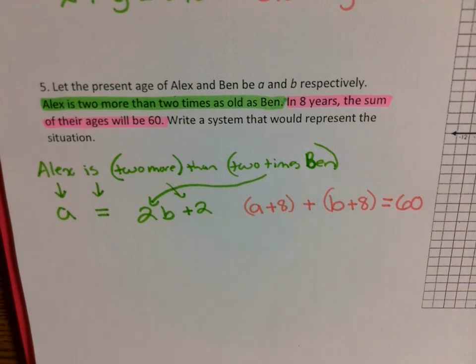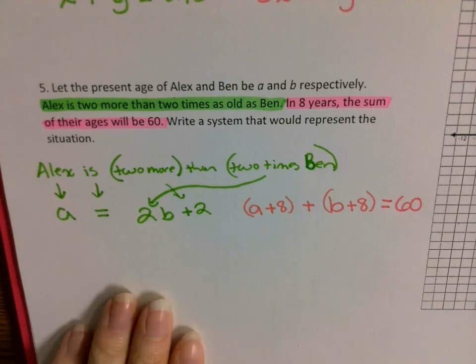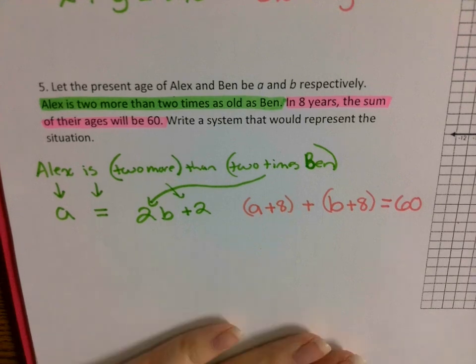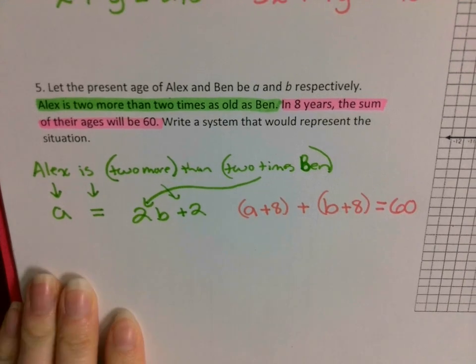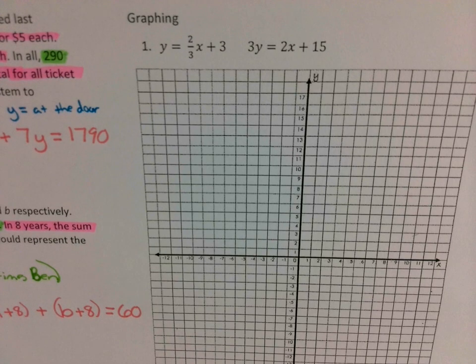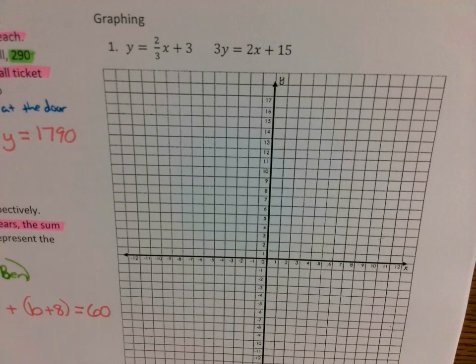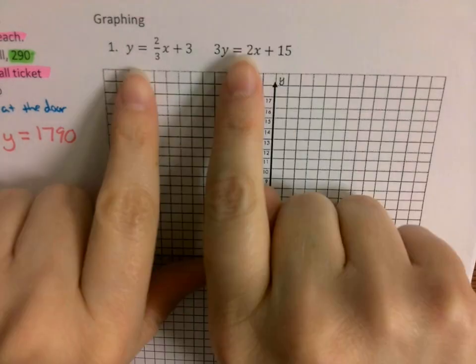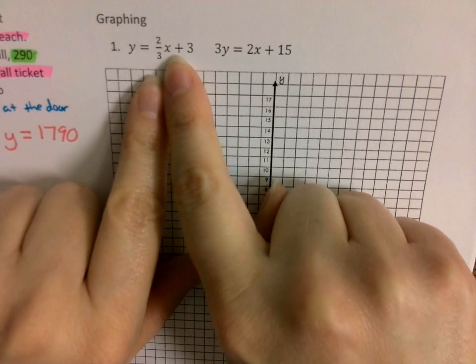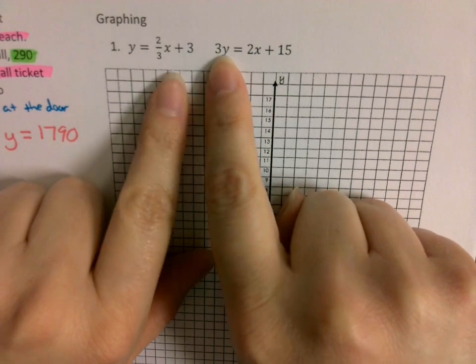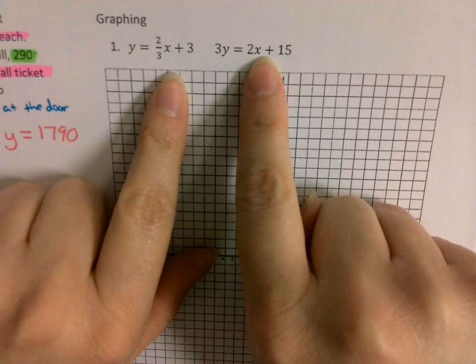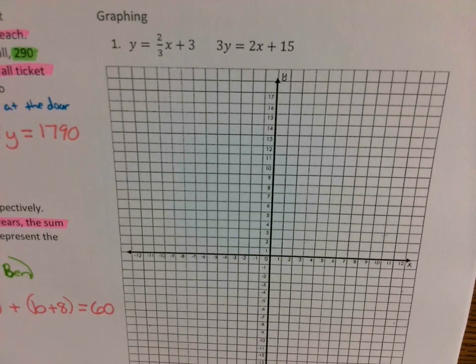All right, so that's enough of translating. Let's go ahead and work on graphing and identifying solutions. So let's take a look at problem number 1 on this side for graphing. Remember, when we graph, we plot first our y-intercept, and then we use our slope to plot the rest of the points. So for here, y is equal to 2/3 x plus 3, and then 3y is equal to 2x plus 15.